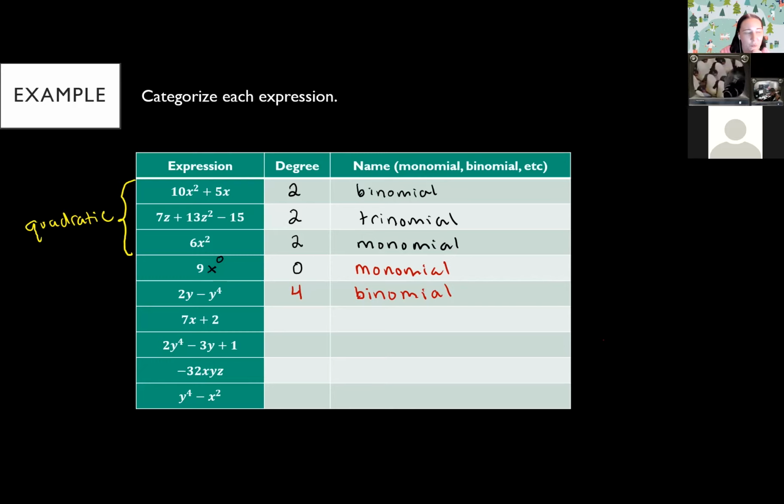So Dylan says 1, and it is a binomial. So yes, degree is 1 because we have 1x there. If you don't see that exponent, you assume that it is 1 up there. And then this is a binomial because we have 2 terms. All right, next one, 2y to the 4th minus 3y plus 1. I'm happy to take an answer from anybody. Dylan's going to go again. Degree 4, and this is a trinomial.